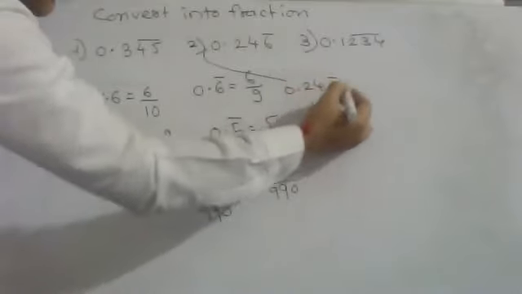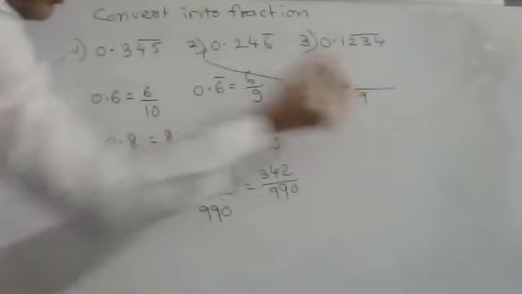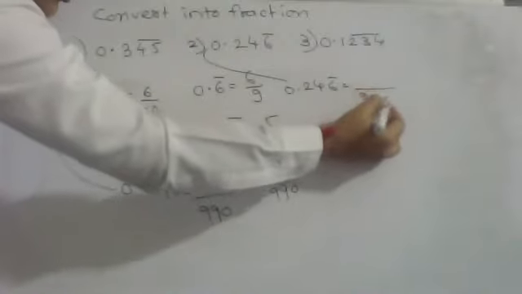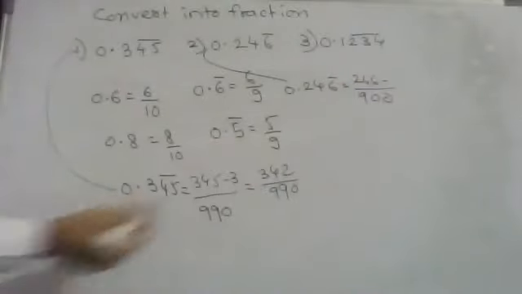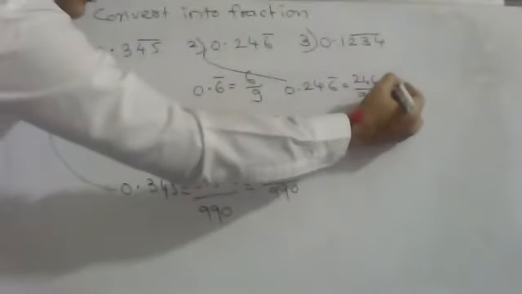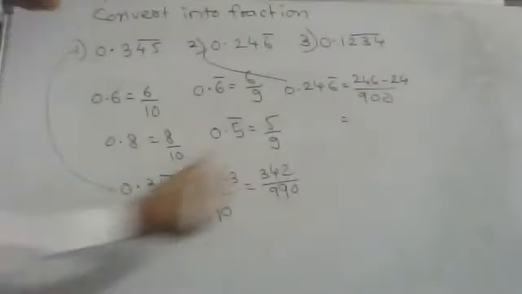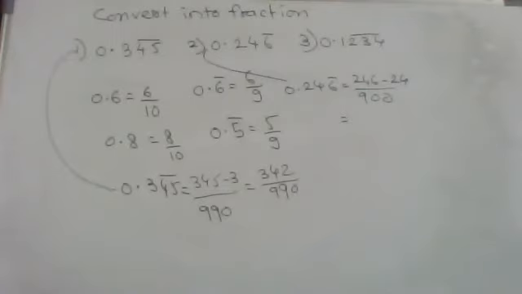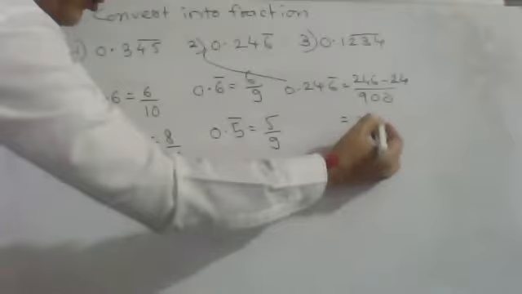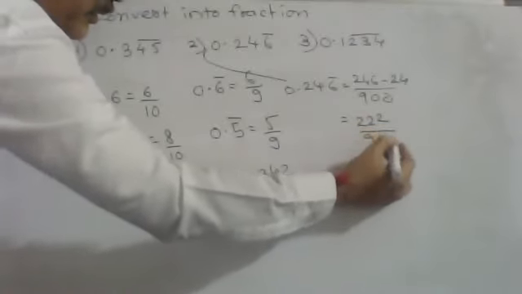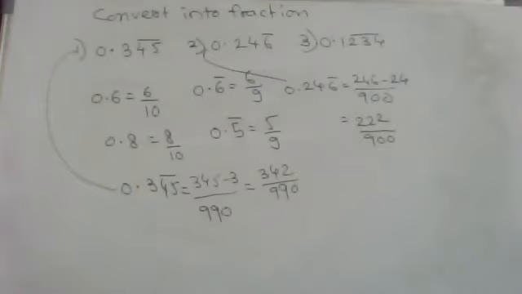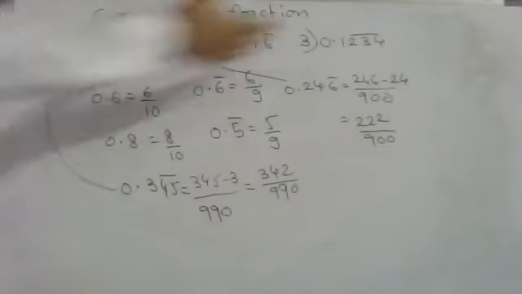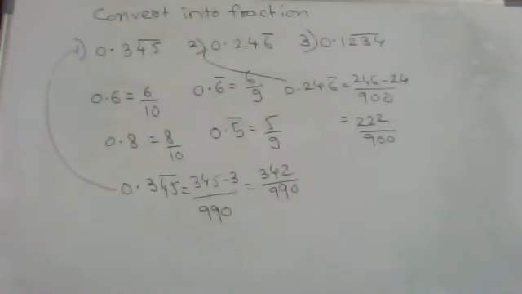This one is again 0.246. On how many numbers is there a bar? Only 1. So write down 9. 2 numbers not having a bar, write down 0. 246 minus the numbers not having a bar, minus 24, it is 222. 222 upon 900 is your answer. Check your answer. Now you can solve this. Take a screenshot, we'll move ahead.